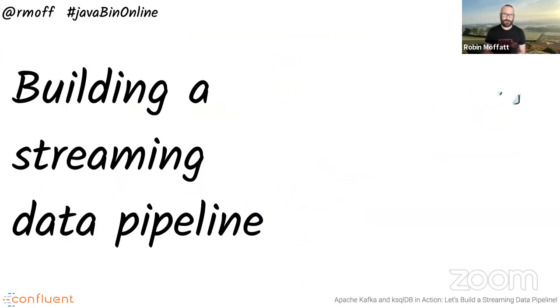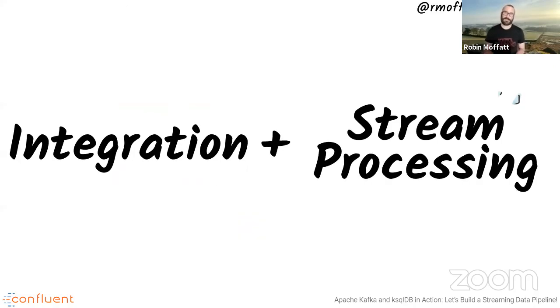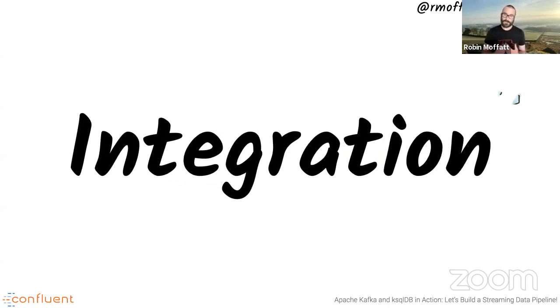So how are we going to go about building this pipeline? We're going to go about building it using integration and stream processing. We're going to get data in from places. We're going to push data out to places. And we're going to use stream processing to do it. So in terms of the integration, we're going to do this using something called Kafka Connect.